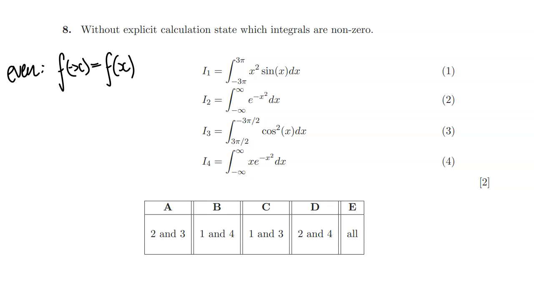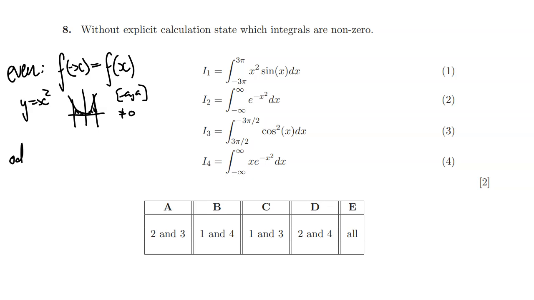For example, if you take y equals x squared, we know it looks something like this. It's symmetric around y. So if you take the integral between, say, minus a and a, you've got two equal areas. Therefore, the integral would be non-zero.